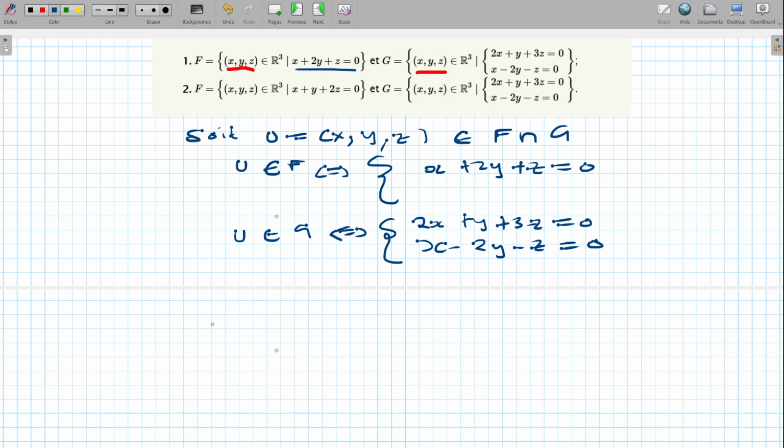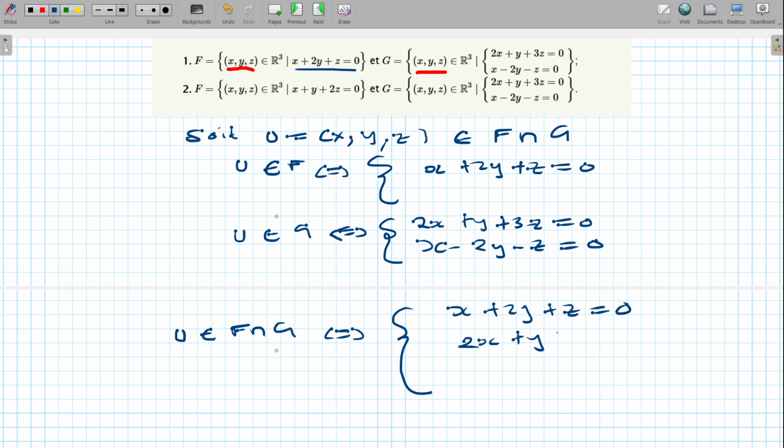It has to satisfy all these 3 equations. Now this is going to mean that if u is in F intersection G, it means that u has to satisfy the 3 equations that we have here. So x plus 2y plus z is equal to 0, like so. And then 2x plus y plus 3z is equal to 0. And then x minus 2y minus z is equal to 0.